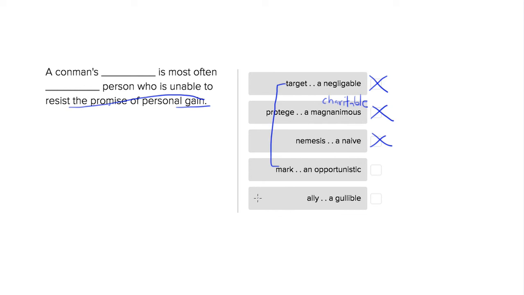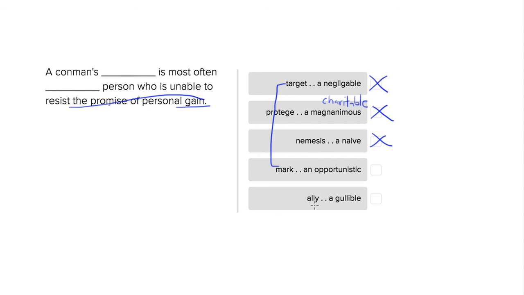And let's look at choice E. I'm assuming that a lot of people have chosen choice E. And that makes sense because you have a con man's ally, so someone who's working with the con man is most often a gullible person who is unable to resist the promise of personal gain. So that does make sense, and I really see how you could have chosen this because the con man could say, hey, you should really work with me. It's not very good, but here, you'll make a lot of money and you're really helping me out.